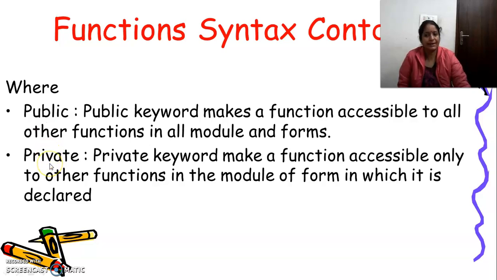Next visibility mode is private. The private keyword makes a function accessible only to the other functions in the module or form in which it is declared. Suppose in a project there are 5 forms. In the first form you have defined a function and set its visibility mode to private. Then this function is available in that very form only. The other 4 forms can't access that function, or this function is not available to the other forms of the project.